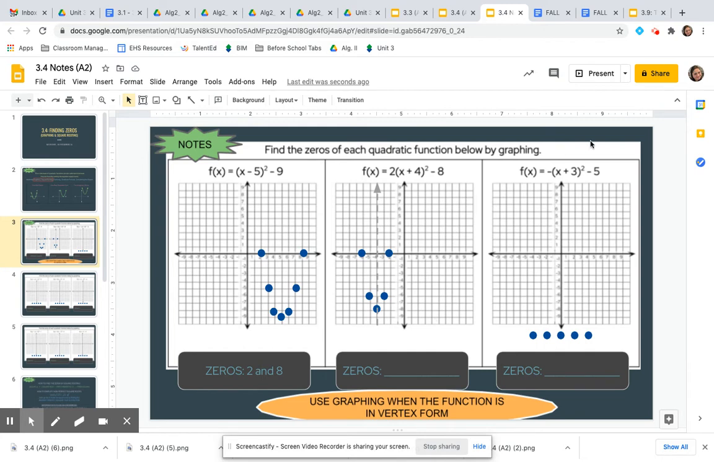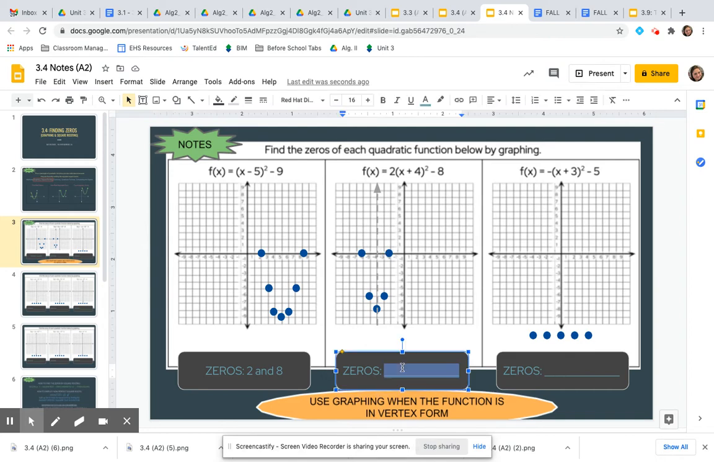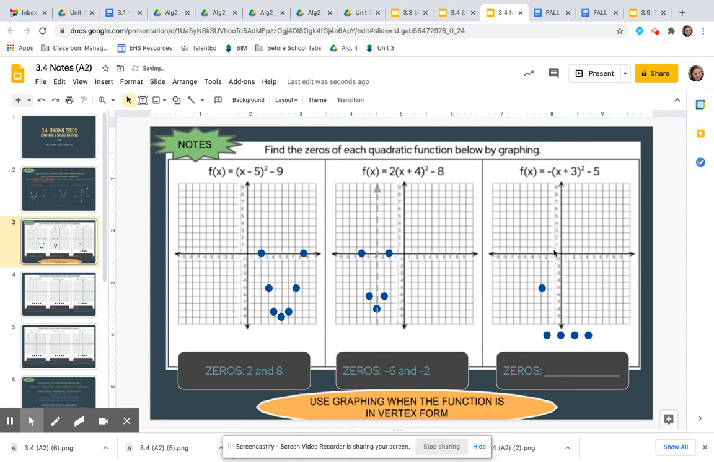Okay, and then coming over here, oh sorry, I forgot to finish this one. -6 and -2. There we go. And then over here, the +3 means I'm going left 3. The -5 means I'm going down 5. And then this one goes negative. So notice how it's going down. It's going to go down 1, right 1. And down 1, left 1.